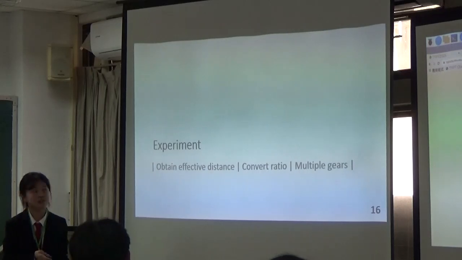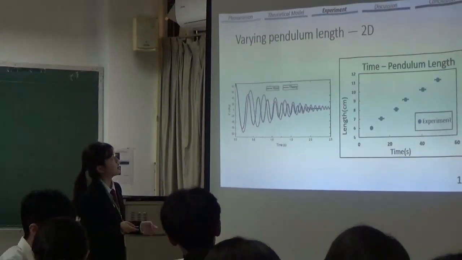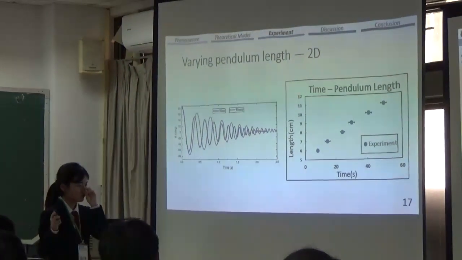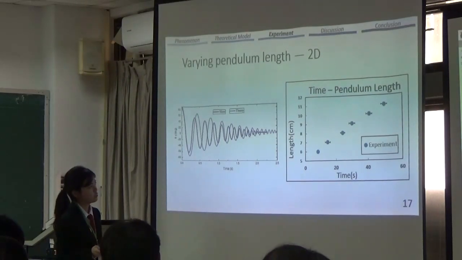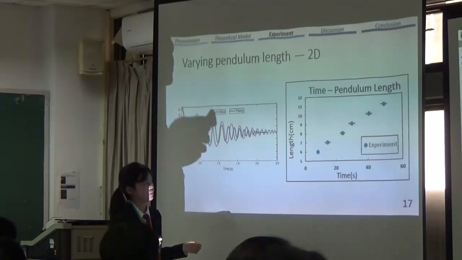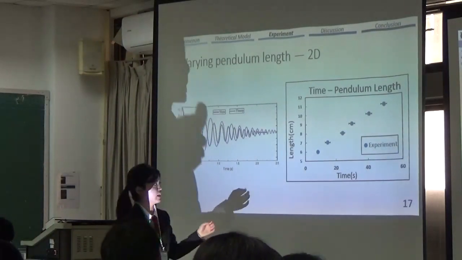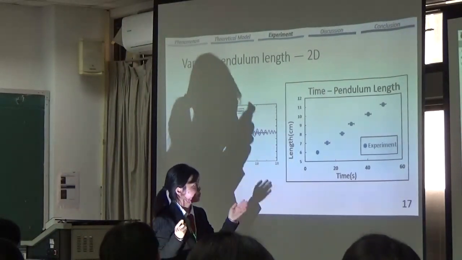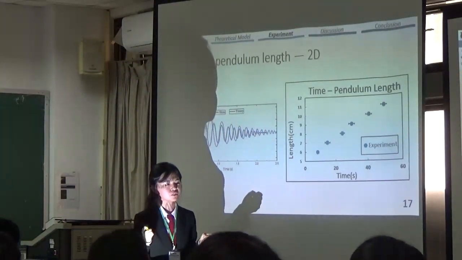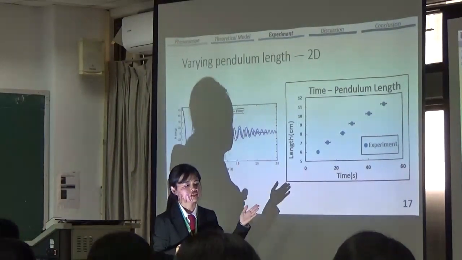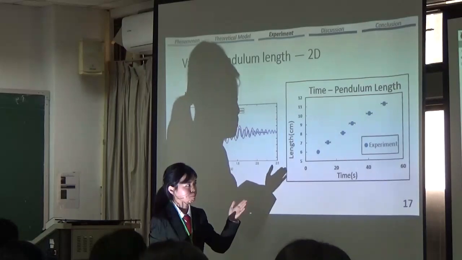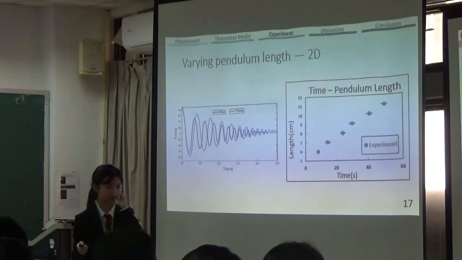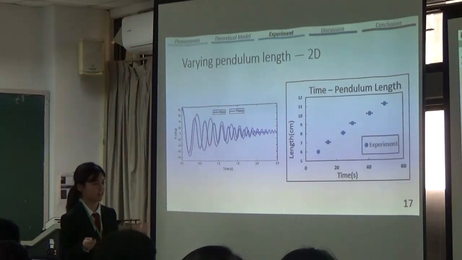And then it's the experiment. So this is the varying pendulum length in the 2D pendulum condition. The time of the pendulum swings depends on the length. When the length of the pendulum string increases, the time that the pendulum swings increases. That's because it is the same phenomenon as a simple pendulum.